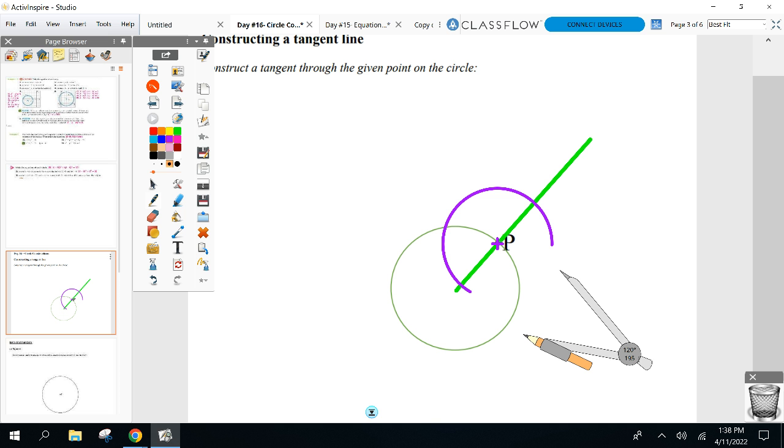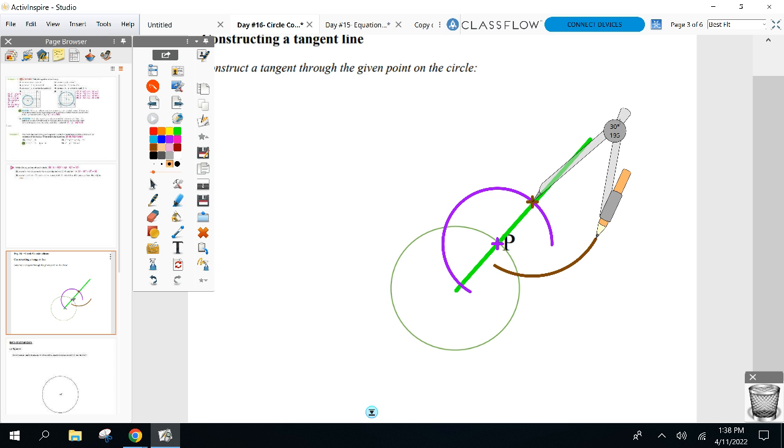Everyone's got 2 points now on your radius. Go ahead, go to one of those points of intersection on your radius. You can do this above or below your first arc. It doesn't matter. Make an arc above or below. Go to the other point of intersection with the same compass opening, and make sure those last two arcs intersect each other. And then line it up: point P and that point of intersection.